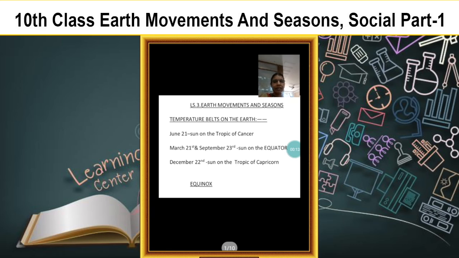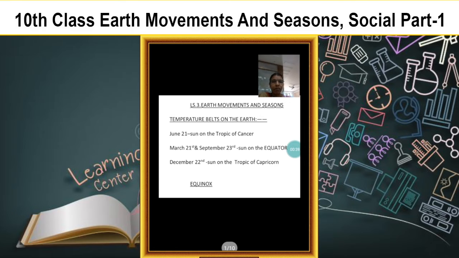I have started the lesson Earth movements and seasons, and we have also discussed a few topics in that about the Earth's revolution and rotation, and about the seasons and how the Earth's revolution and rotation are affecting the seasons. And also, we discussed the tilted axis of the Earth.